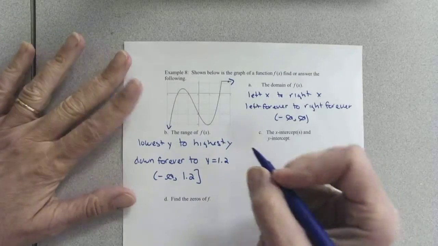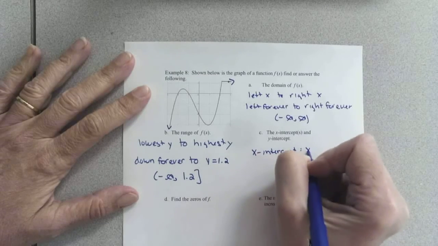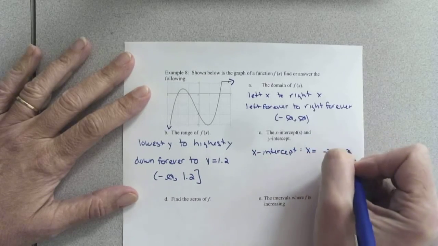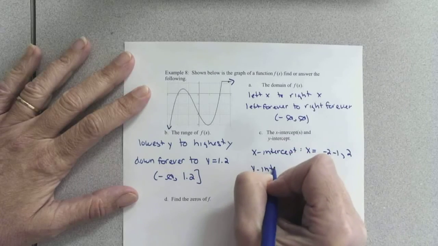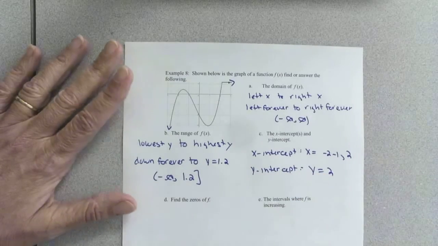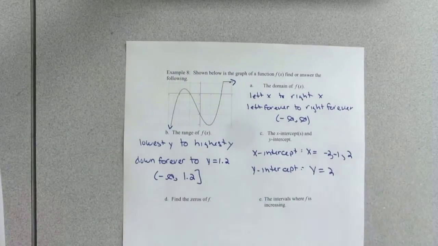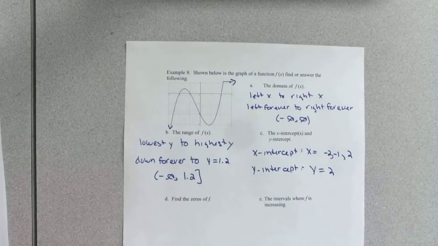X-intercepts and y-intercepts, that's easy enough. X-intercepts: x equals -2, -1, and 2. Y-intercept: y equals 2. If I was being a perfect math teacher, I would say the x-intercepts were the points (-2, 0), (-1, 0), (2, 0), and I would say that the y-intercept is the point (0, 2), but I'm not a perfect math teacher. That's good enough.